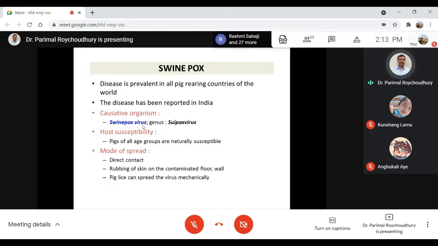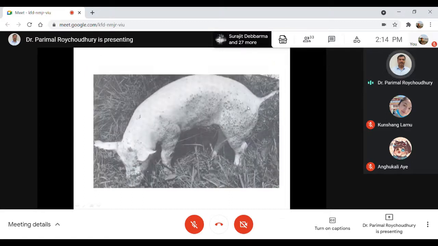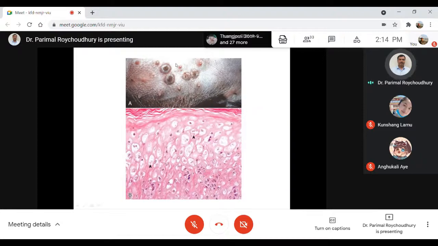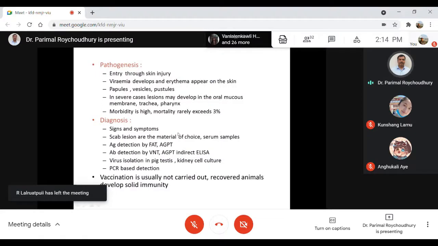where the causative organism is the Avipoxvirus, and it produces typical skin lesions. Direct contact and rubbing of skin on the contaminated floor become a source of spreading. Even the pig louse, Haematopinus species, can mechanically transmit it from one pig to another. Typical generalized skin eruptions are produced, but they are self-limiting. Within one or two weeks the lesions resolve, and the animal will be absolutely all right. There are no sequelae, and rarely is there any production loss.